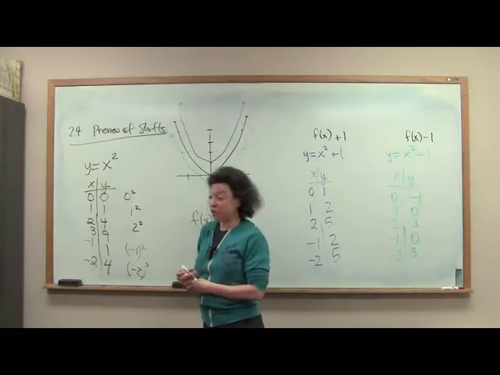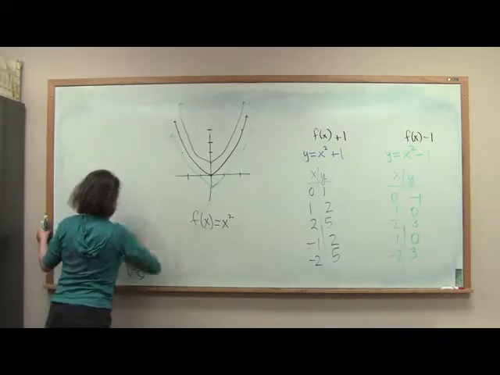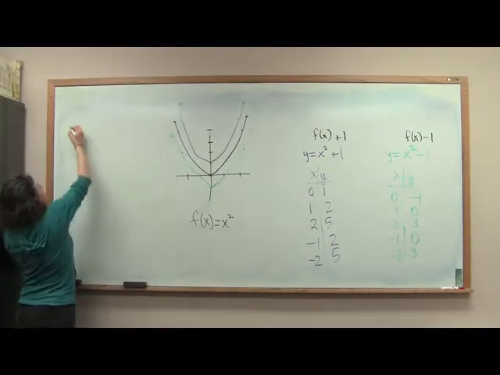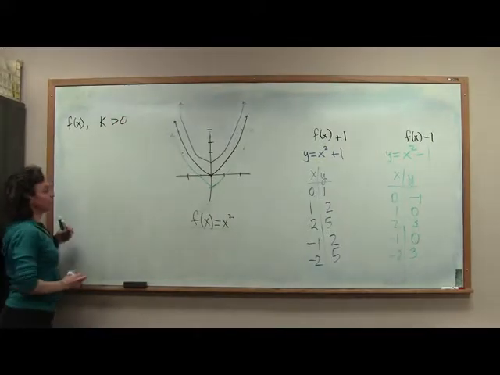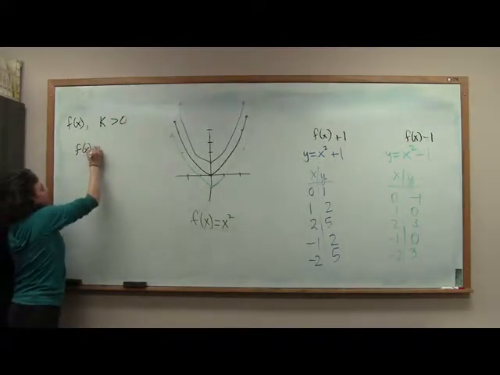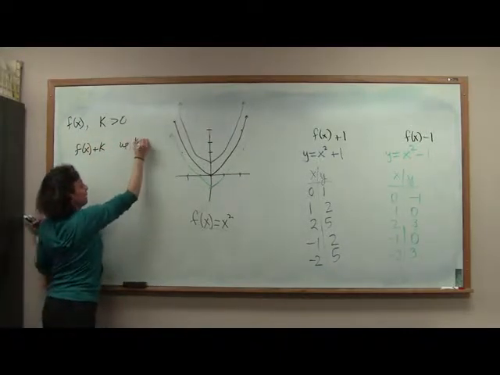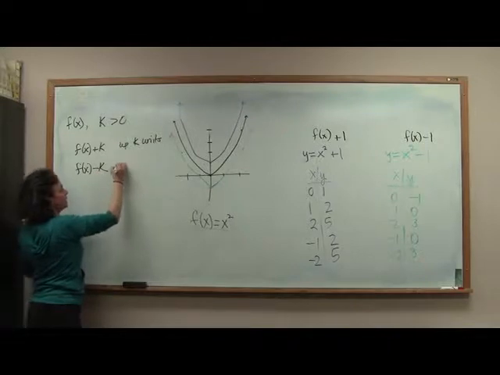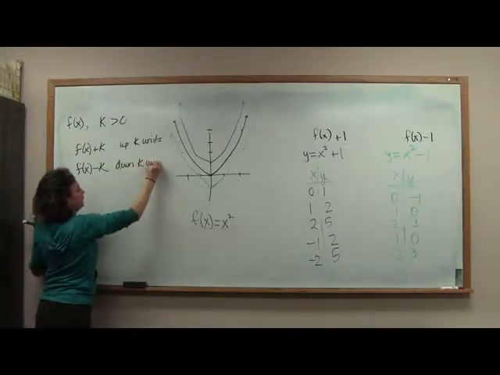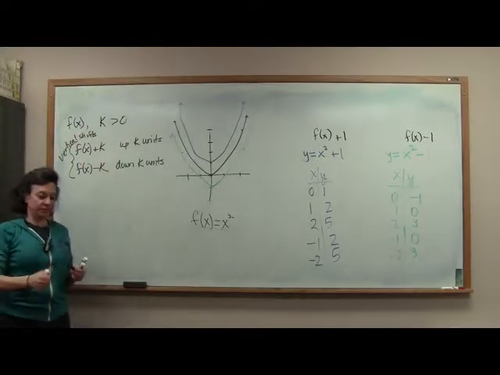These are called our vertical shifts. Okay? So, for a function f of x and k, some positive number, if you take your function and add k, you just take the basic graph of your function and go up k units. If you take your function and then subtract, you go down k units. These are called our vertical shifts because we're shifting up and down.